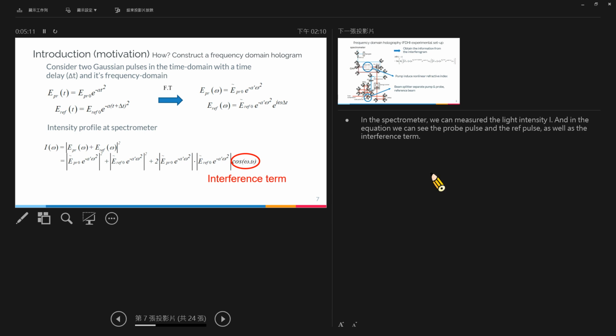Okay. In the mathematics part, I will consider two Gaussian pulses in the time domain. This one will be a probe pulse, this one will be my reference pulse. There is a time delay between them. I can use a Fourier transform to transform them into the frequency domain. I get two pulses as well, also a probe pulse and a reference pulse. And then I will measure the intensity profile at the spectrometer, such as this intensity I. I can see it's the two pulses added together, and the last term is the interference term of this intensity.